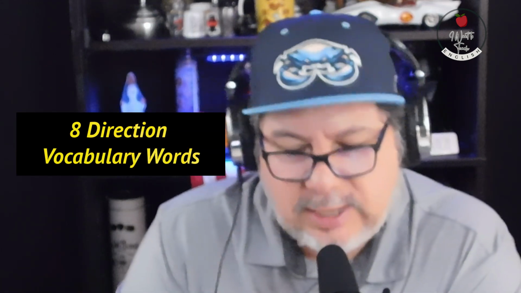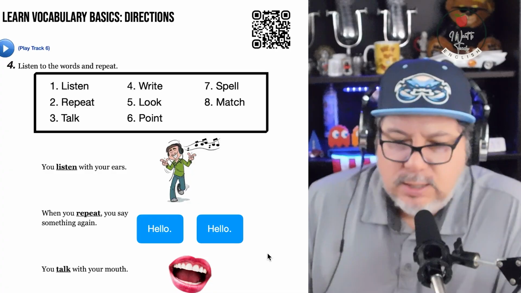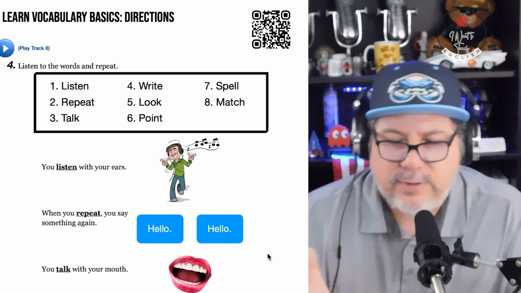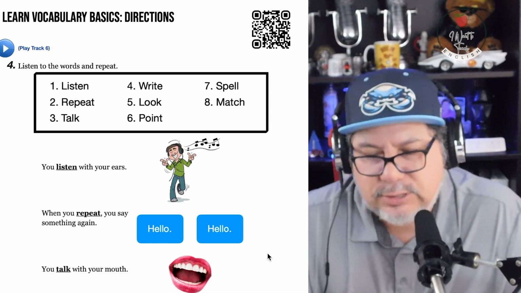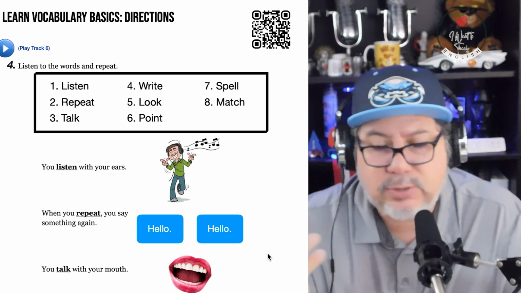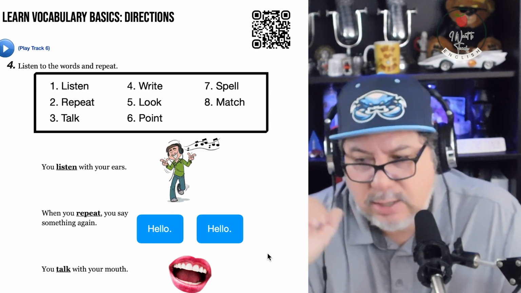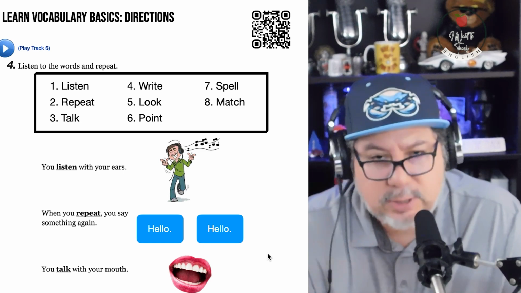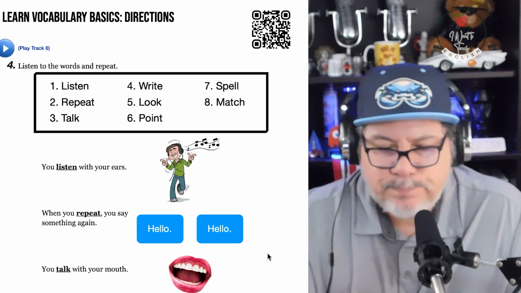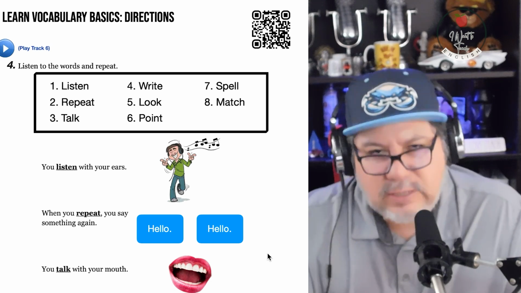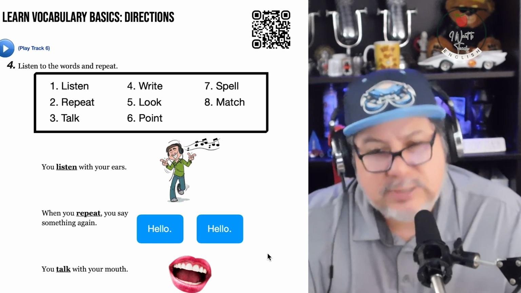Learning vocabulary basics. So in this book, I lay out 8 direction words, 8 direction vocabulary words. And they set the tone for how we're going to go forward. Now, mind you, you're going to add more direction words as you go along, depending on what activities you're going to be doing. So there's probably a plethora of directional words that you can share with your students and teach them along the way. But these are the first 8 because these are some of the more basic activities or directional words that are going to pertain to those activities.